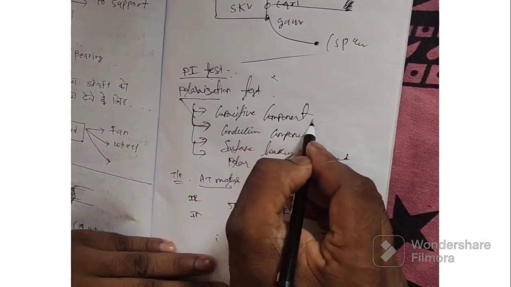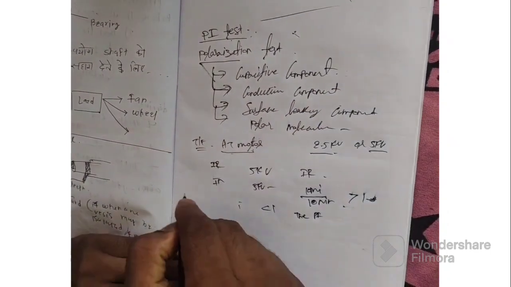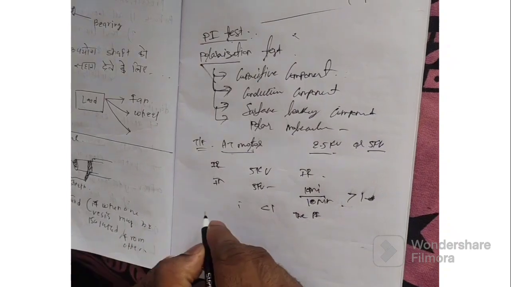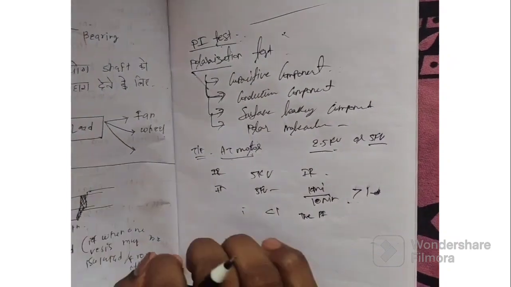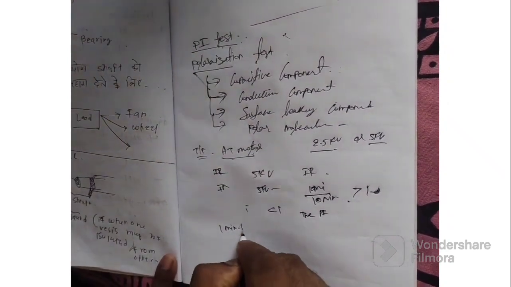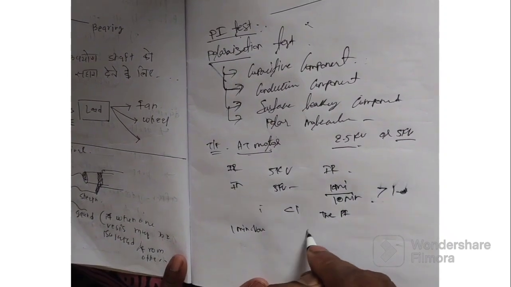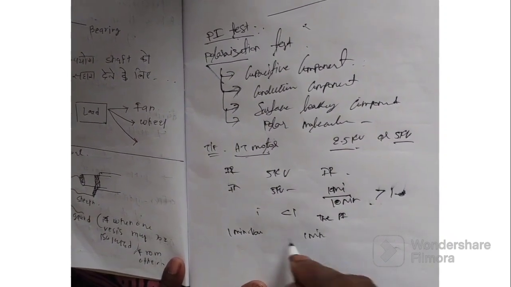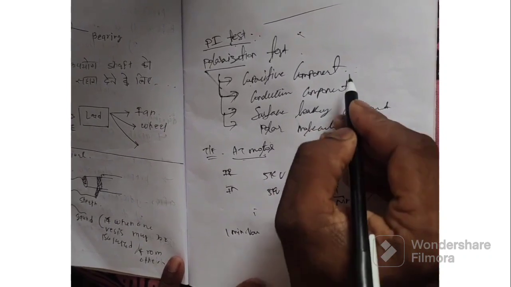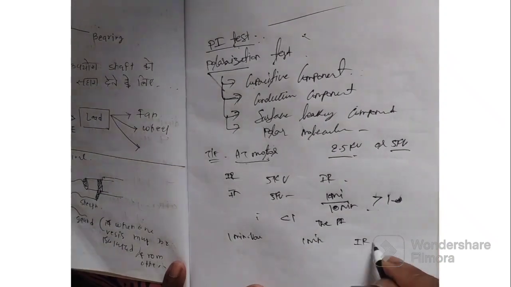In the capacitive component, whenever we give a DC supply to the insulator, there is an exponentially high charging current. When the charging current exponentially decays, it becomes 0. It takes at least 1 minute. That's why whenever we test IR value, we take at least the 1 minute value, because of the capacitive component current. Whenever the capacitive component is 0, then we take the Megger value, the IR value, at 1 minute.